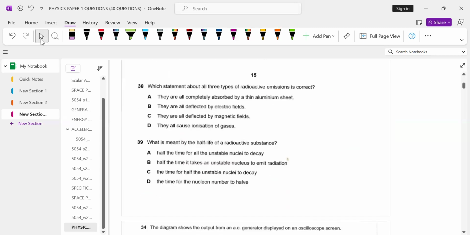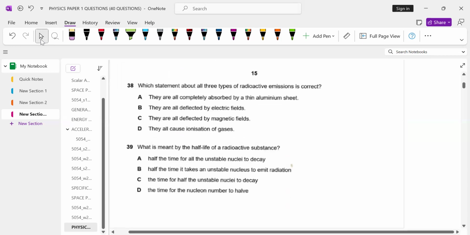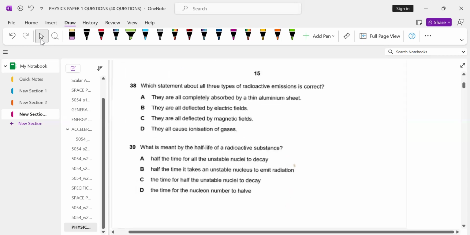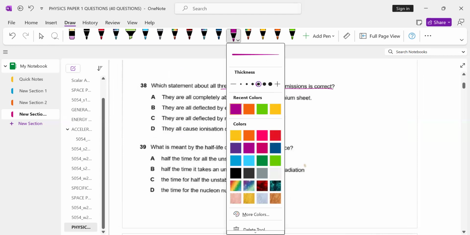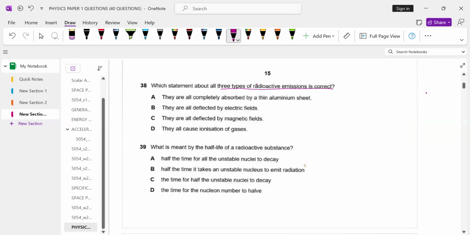Then question number 2. Which statement about all three radioactive emissions is correct? So let's read out the statements. They are all completely absorbed by a thin aluminum sheet. No. They are deflected by electric fields. No. They are deflected by magnetic fields. No. They all cause ionization of gases. Yes. So option D is correct for question number 2.